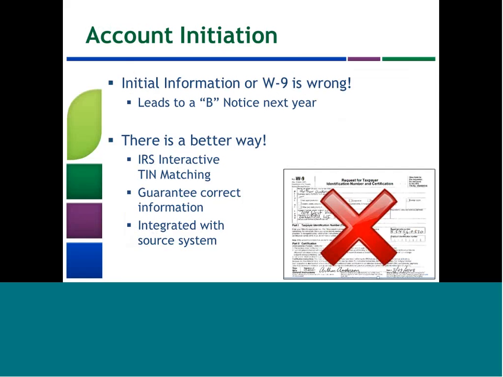The other thing to keep in mind when we talk about best practices to avoid those B notices is you should really be doing this on account initiation. So, for instance, submitting a bulk file to the IRS for a TIN check is great from a standpoint of seeing the information that you have, but moving forward, if the initial information is wrong, it's a good idea to catch that right away. So by using interactive TIN matching, you're guaranteed to get that correct information right away and avoid those common and silly mistakes.